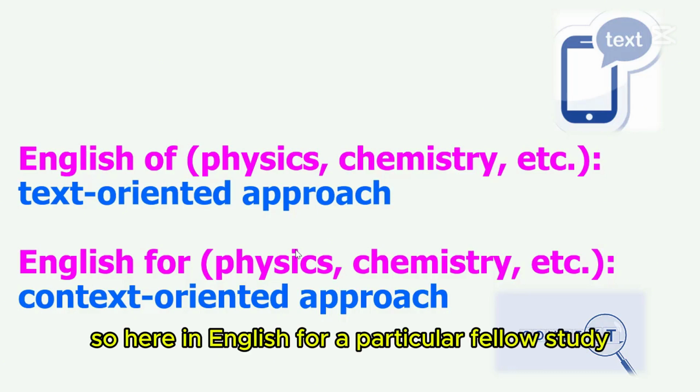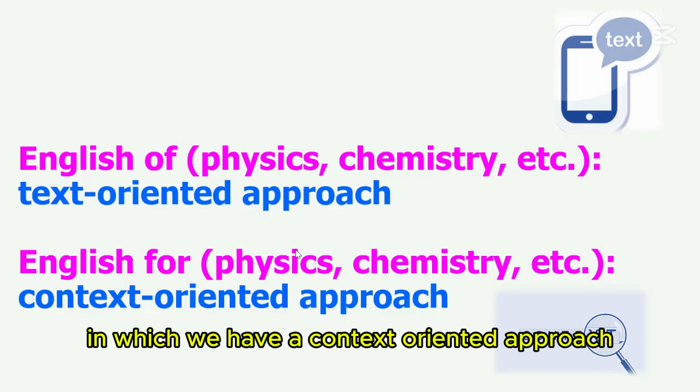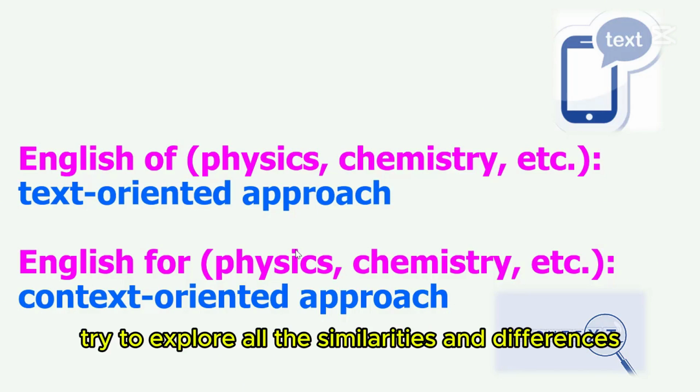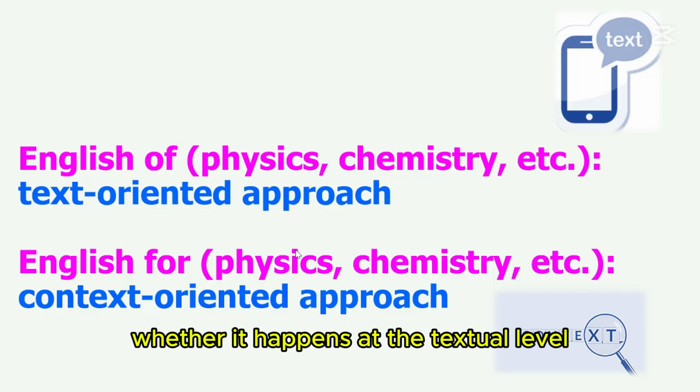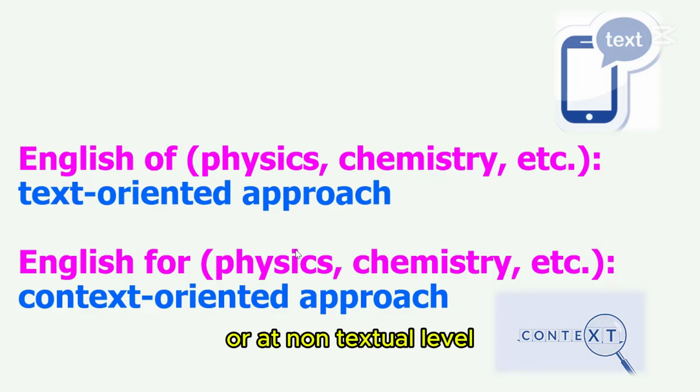So here in English for a particular field of study, in which we have a context-oriented approach, we try to explore all the similarities and differences that exist across different fields of study, whether it happens at the textual level or at the non-textual level.